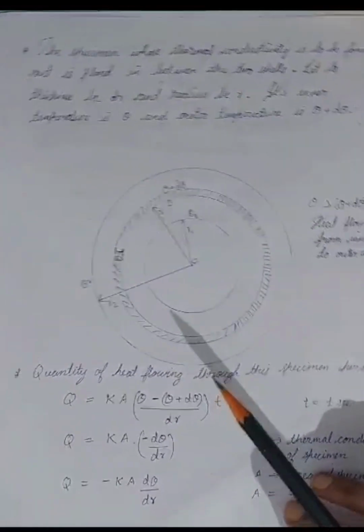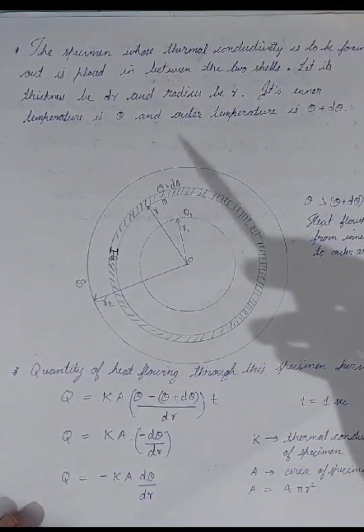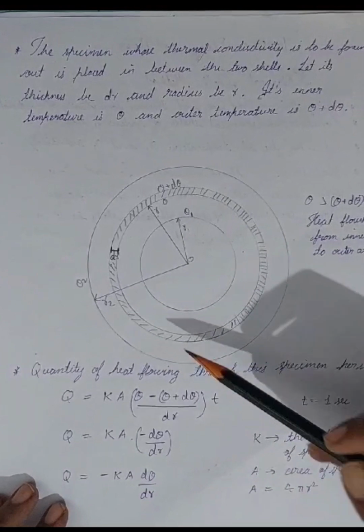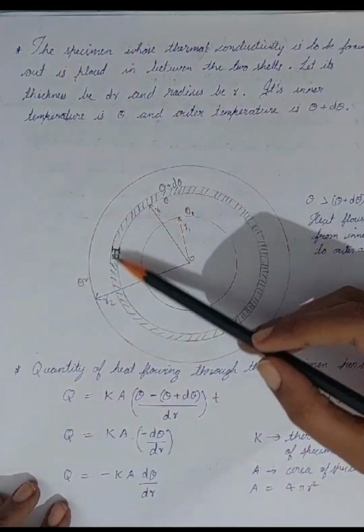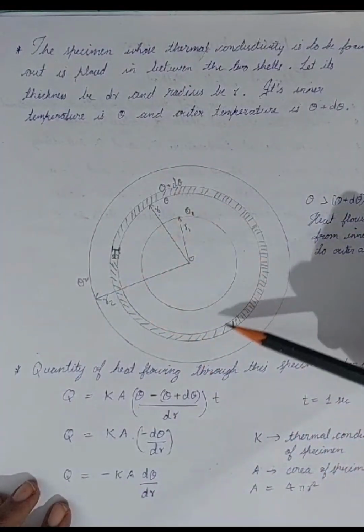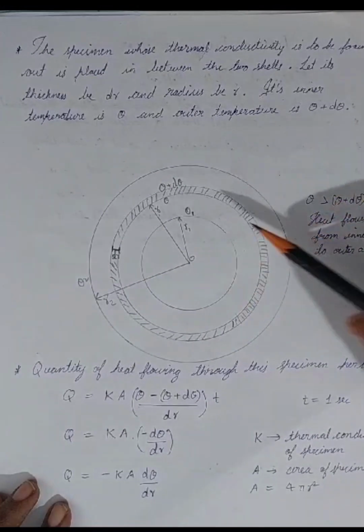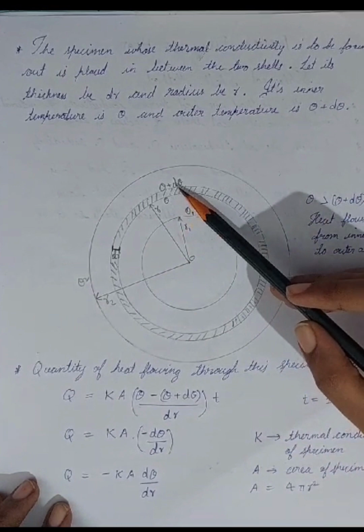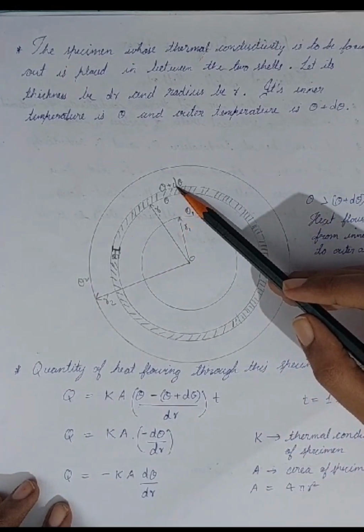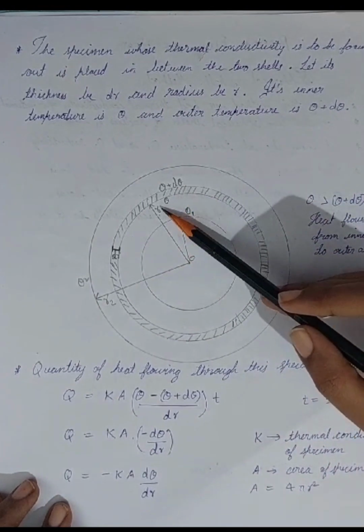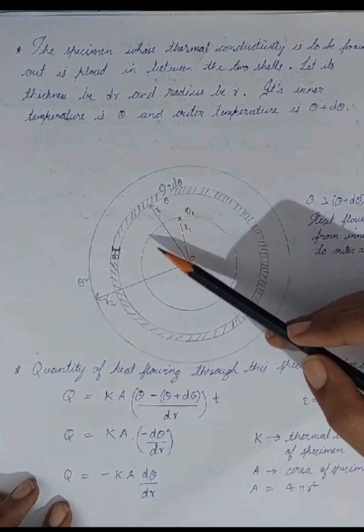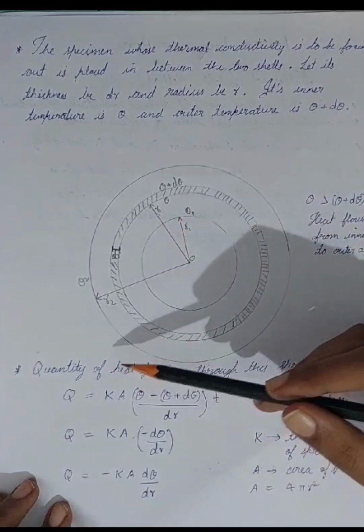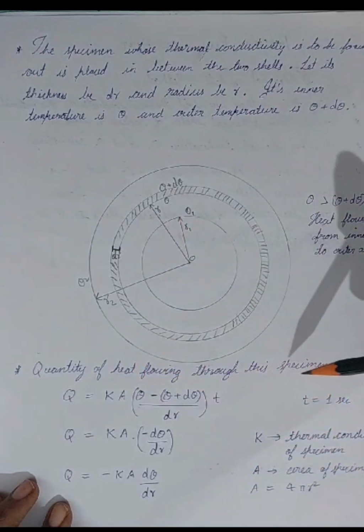Now, the material whose thermal conductivity is to be found is kept in between these two spherical shells. Let its thickness be dr. Its inner temperature is θ and its outer temperature is θ plus dθ. Its radius is r.